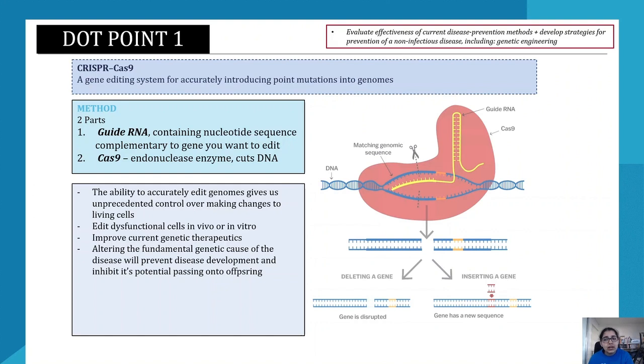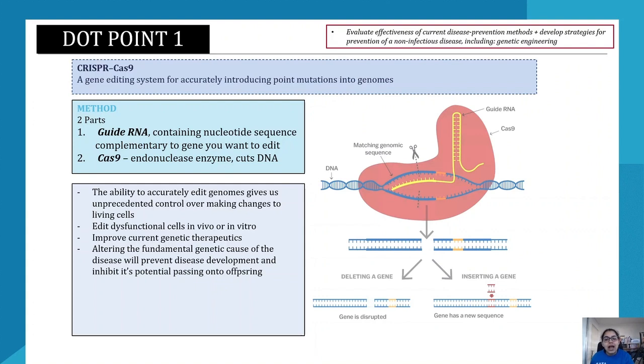CRISPR-Cas9 is something that again we've looked at in Module 6. So there are two parts to it. There's a guide RNA, which includes the nucleotide sequence, which is complementary to the gene we want to actually edit, and Cas9, which is actually going to cut the DNA. It's an endonuclease. It's going to cut the DNA in the middle, or rather wherever we need it. It's not going to happen at the side.